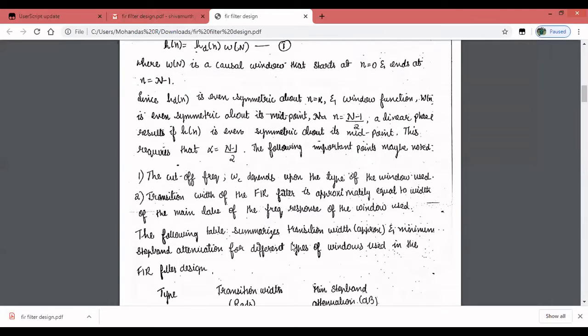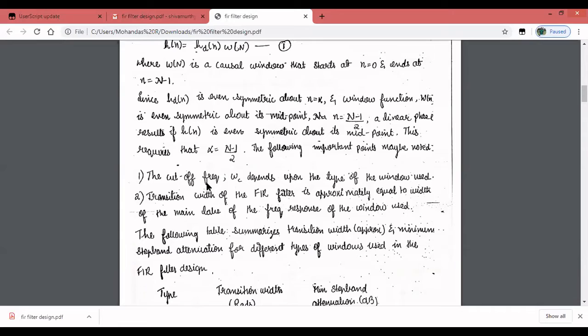What is that? We have to find the cutoff frequency. The cutoff frequency, that is nothing but omega c, depends upon the type of the window. To find the cutoff frequency omega c, it depends on what type of window, as we are using five different types of windows. Depending upon what type of window we are using, we can find your omega c.